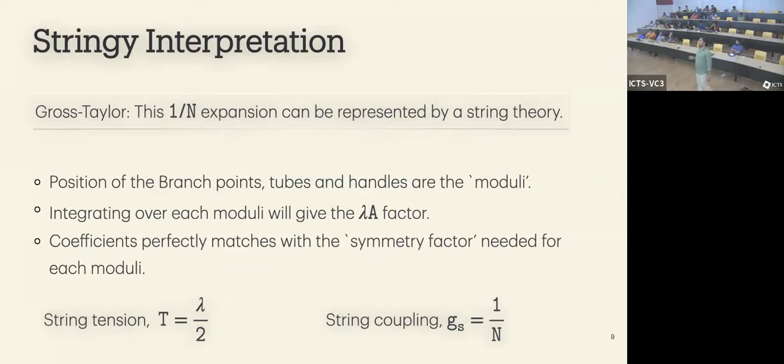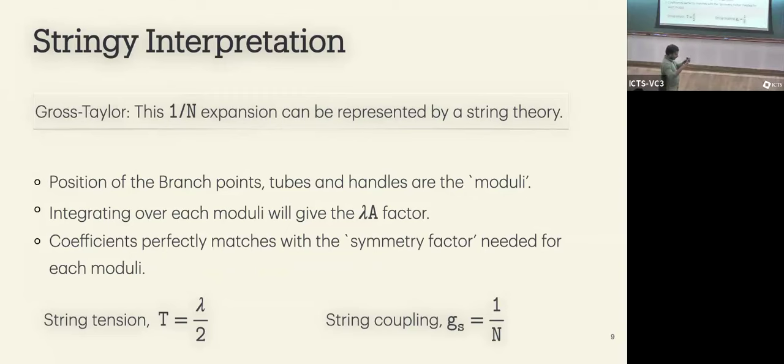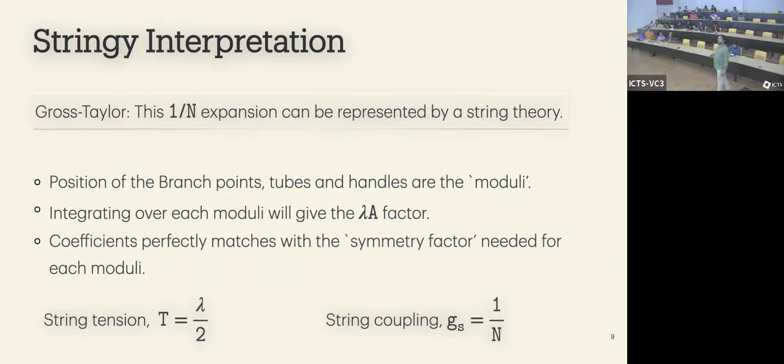Now Gross and Taylor claimed that this 1 by N expansion can be represented by a string theory. In this string theory, the positions of the S branch points, T tubes, and handles are called the moduli. The moduli space is the allowed positions where these branch points or tubes can be, and that's actually the total target space manifold. We have to integrate over each moduli, which will give a factor. Lambda will come with the coupling if you have one. The coefficient perfectly matches the symmetry factor needed for each moduli, which I tried to explain previously. Everything is eventually a symmetry factor for each moduli.